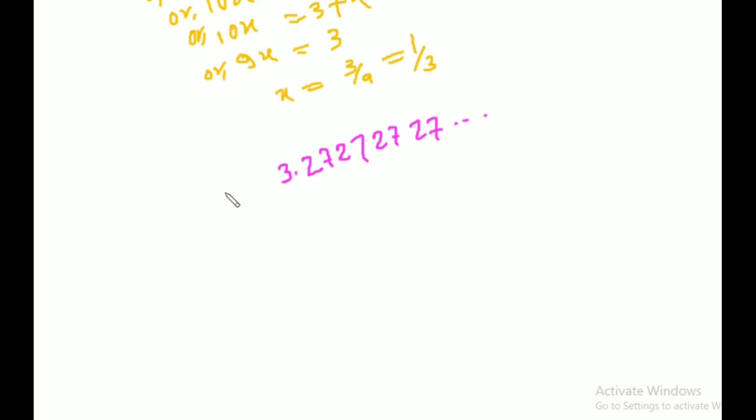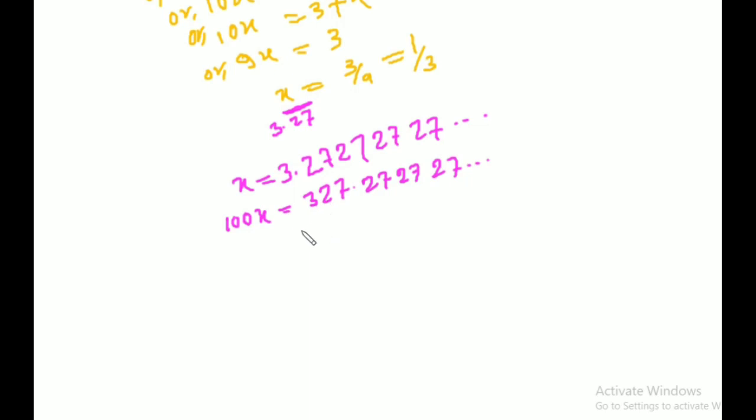So let us take this as x equal to this. Okay, after 27 is repeating, so we have to multiply by 100. By the way, you can write this number like 3.27 with a bar over 27, that means 27 will repeat again and again. Anyway, now you have to multiply by 100 on both sides, so you get 327.272727 and so on.